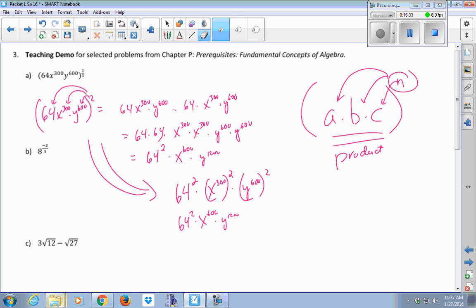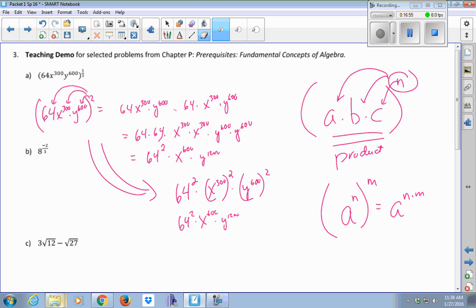Okay? So you've just used two properties. These are the two properties we just used. We first applied the exponent to all of the factors, and then we had a power to a power here, and we multiply. Okay.